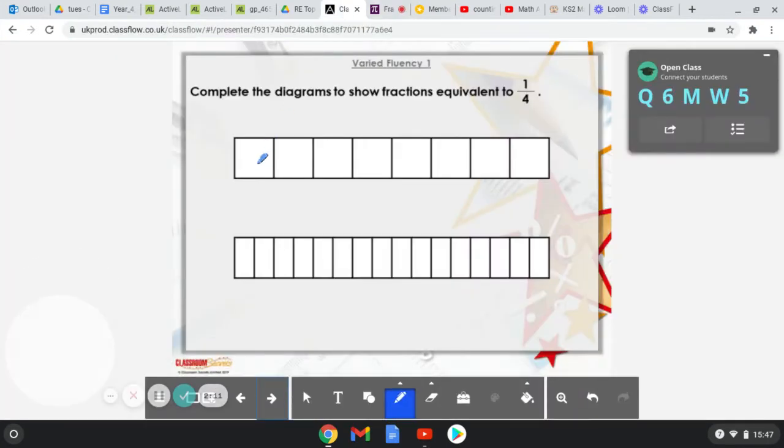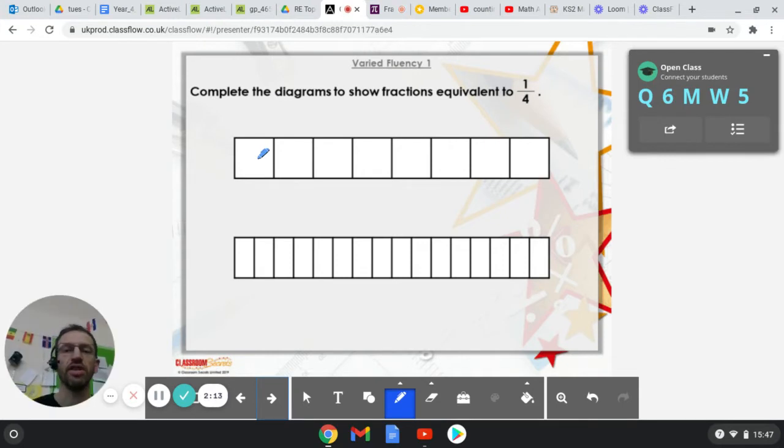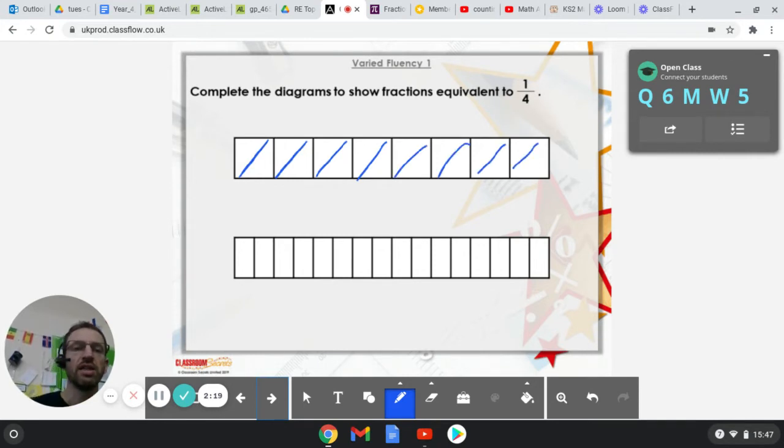But what is shown? First of all, I'm going to have to count off and find. It's something over 1, 2, 3, 4, 5, 6, 7, 8. So it's something eighths. Okay. Complete the diagrams to show fractions equivalent to a quarter. So what they want to know is how many eighths is a quarter. How many eighths is a quarter?